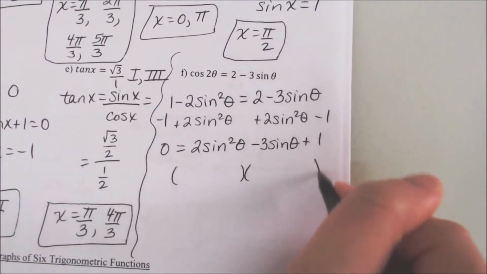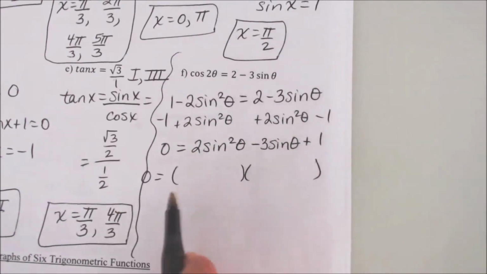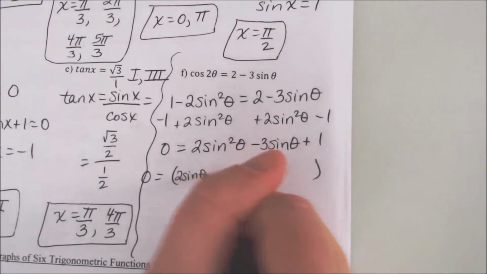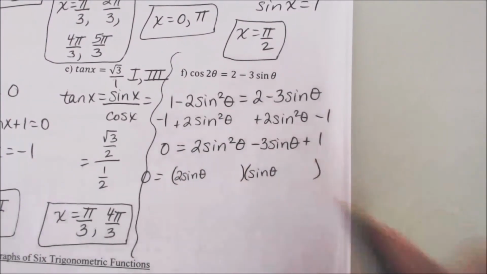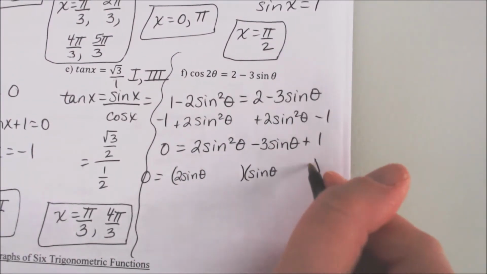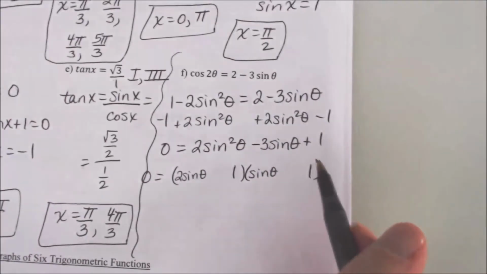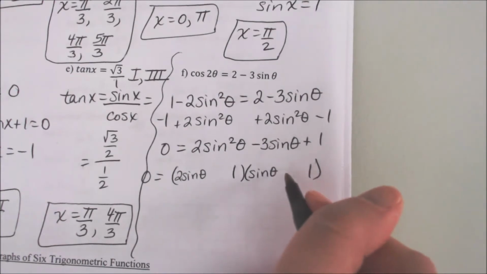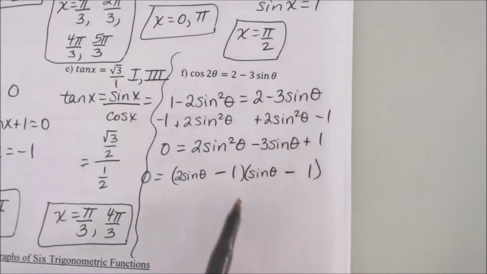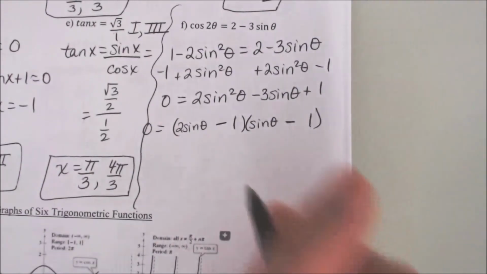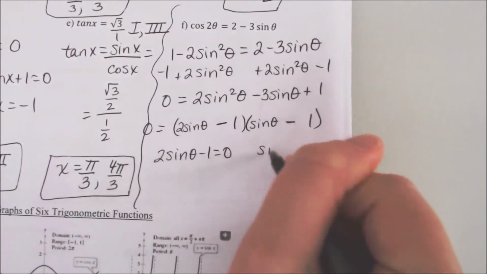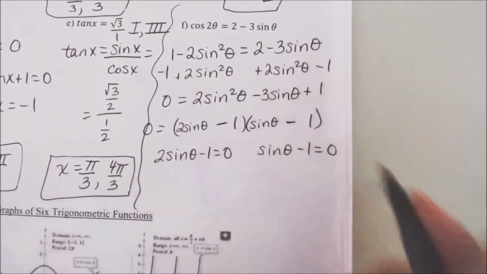Essentially, it's the form of a quadratic. So the first 2 terms have to multiply to 2 sine squared theta. So we have 2 sine theta and sine theta. We have to have a 1 at the end, so it's got to be a 1 and a 1. It's got to multiply to a positive 1, but add to a negative middle term, so that means both of these have to be negative. If you FOIL that out, you'll see that that gives us the negative 3 sine theta in the middle. So now we're going to set both of these little mini equations equal to 0. And we're going to solve.